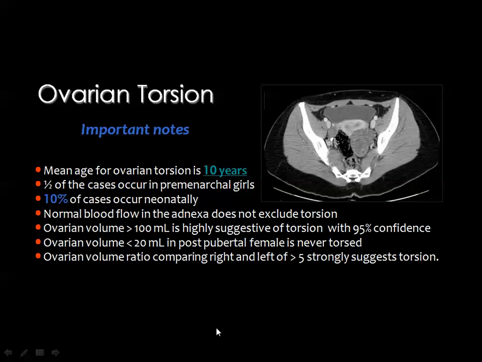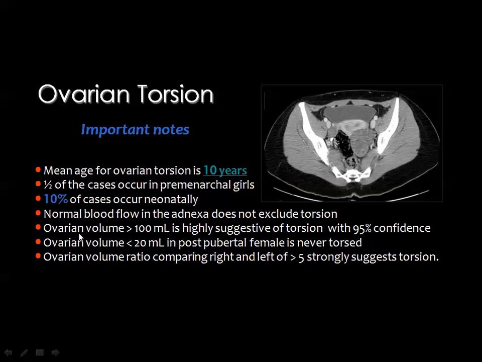Then these are some of the important notes for the diagnosis of ovarian torsion. The age for ovarian torsion is around 10 years, and half of the cases occur in the premenstrual period, and 20% of the cases may occur in the neonatal period. Then normal blood flow does not exclude torsion, and you know that torsion may not compromise the blood flow significantly enough for you to see it on imaging.